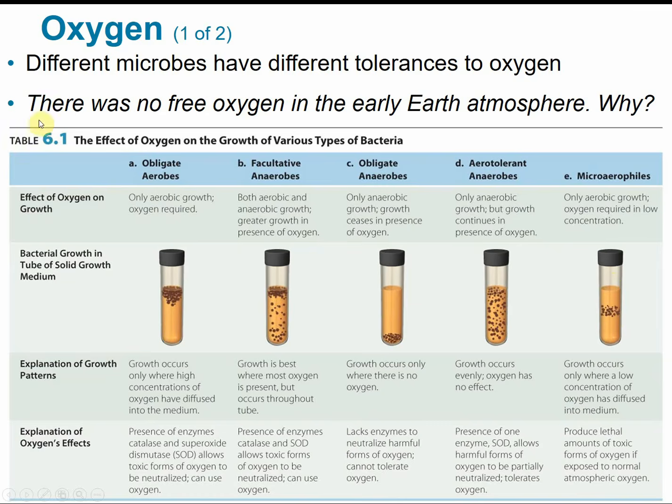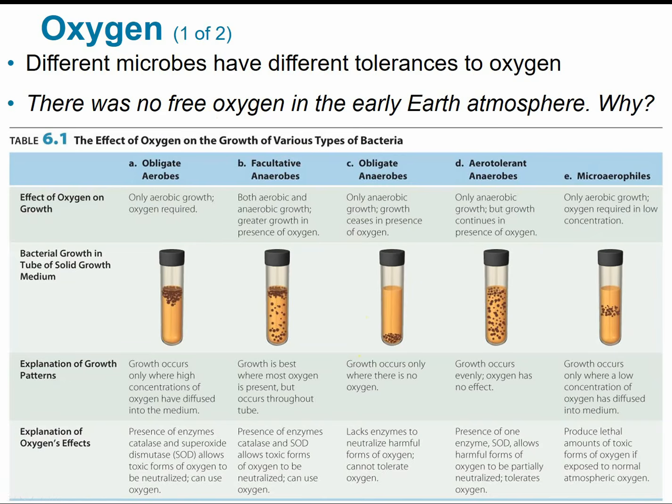So here's just a fun fact and maybe a potential bonus question on your next exam. There was no free oxygen in the early Earth atmosphere. So when life first evolved, the first cells evolved and their metabolism evolved, there was no oxygen in the environment. So there was no oxygen-based metabolism. This is why we still have some anaerobic organisms today. Why wasn't there any oxygen? We have lots of oxygen now, so where did all of this oxygen come from?